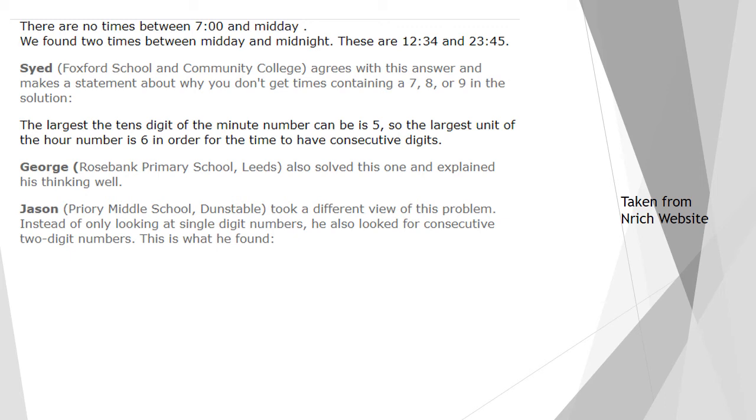Jason took a different view of this problem, and instead of only looking at single digit numbers, he also looked for consecutive 2-digit numbers. And I'm going to show you what Jason did, because I think it's a great method that he used to solve this problem.